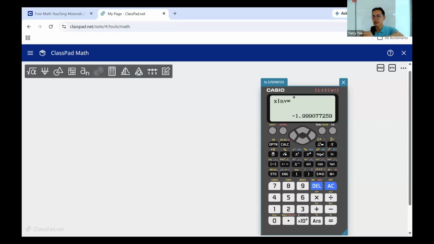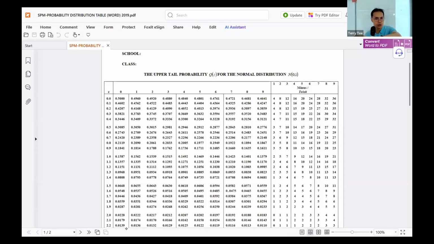Okay, if you want to know how to use the 570 MS calculator, let me show you here. You can also use this, but this one is more to double check, because in SPM they want you to use the table for any number less than 2, right? Usually the answer will be about the same. But more than 2 will be risky, because when you have more decimal points, the mathematical table is not very accurate. The calculator is more accurate. But what to do? SPM, they want you to use the table. They don't want you to use the calculator, right?